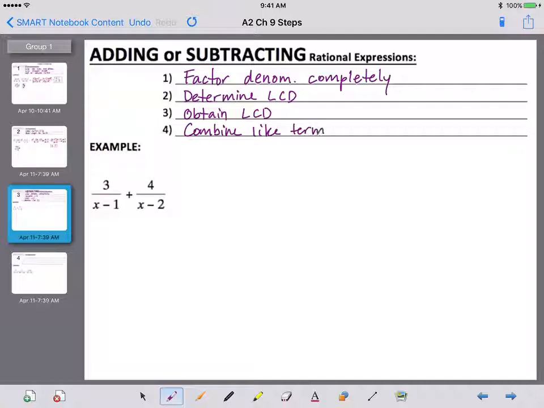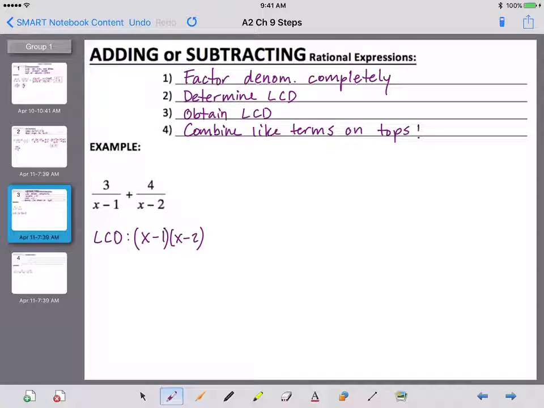So any like terms that you have in the numerator, you should combine. All right, so let's try that out with this example down below. I notice that my LCD is x minus 1 times x minus 2. You can just multiply the numerators together.